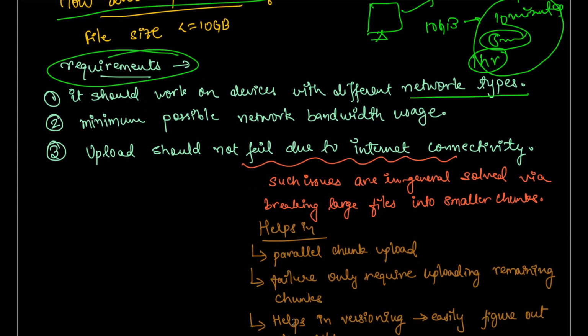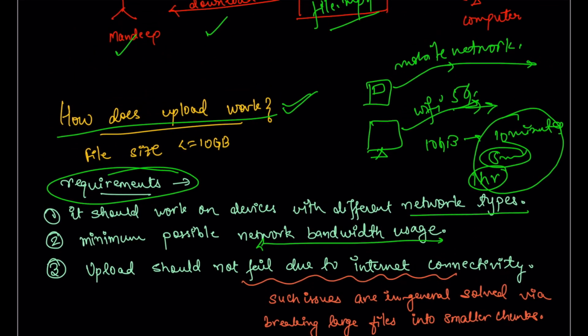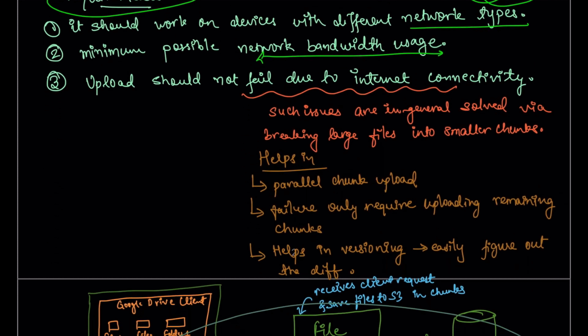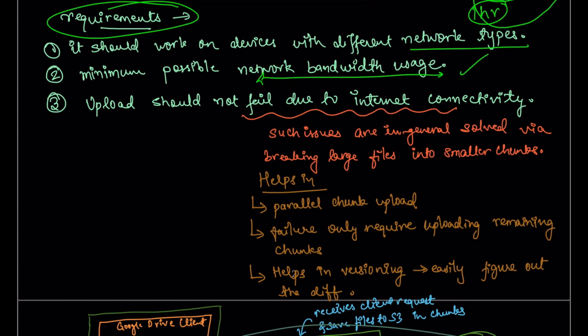So this is what we mean by different network types. Minimum possible network bandwidth usage. Again, when we say the users are uploading the files, we don't want to consume all the data of these users. We want to consume the minimum bandwidth. Another one is upload should not fail due to internet connectivity.